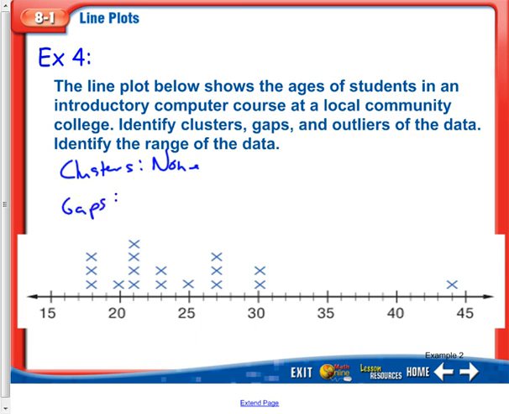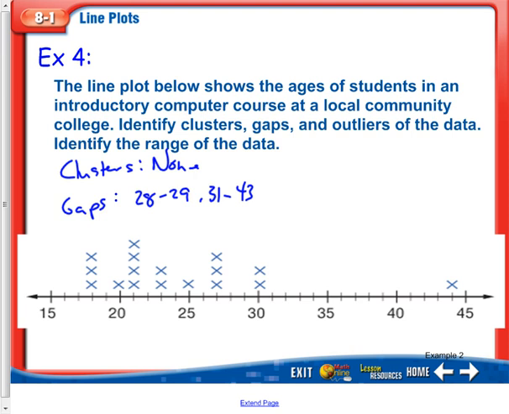So if we don't have any clusters, then we should probably have some gaps. This is just a 1, a 1, a 1, a 1. We do have a 2 here. We could list that one if we felt like it. We could say 28 to 29. And then this is a pretty big gap here, so we're going to list that one. We have a 31 to a 43. So we have a pretty nice span gap right there.